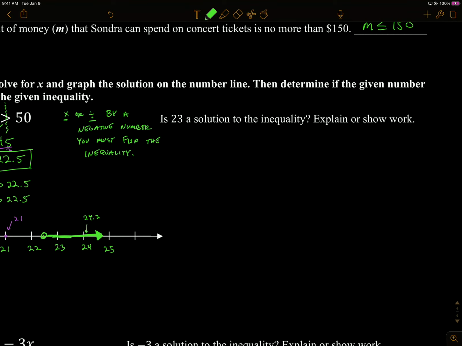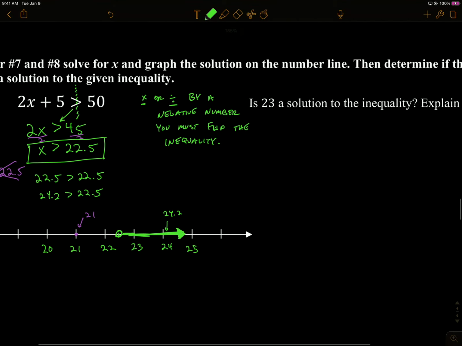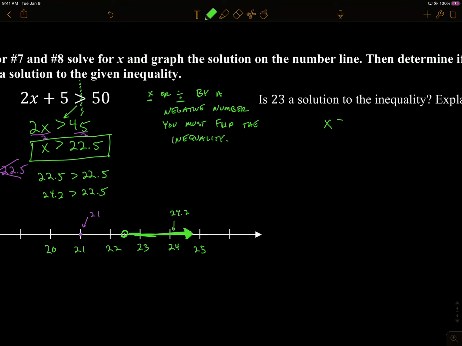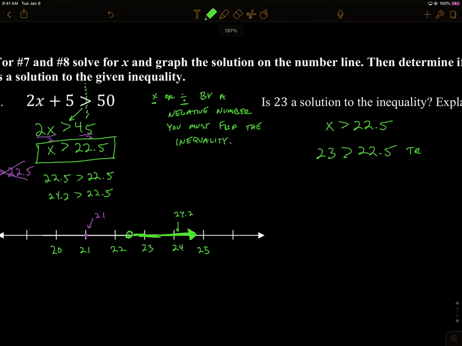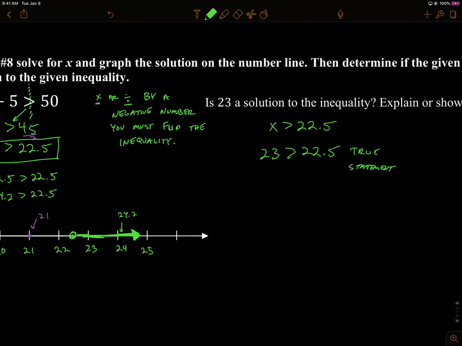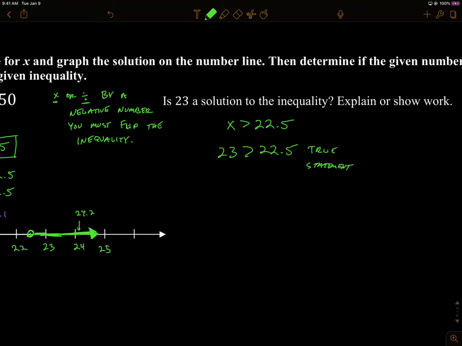Now we ask a follow-up question. Is 23 a solution to the inequality? Explain or show your work. My inequality was x is greater than 22.5, and there are a couple of ways to look at that. If I want to show my work, I can plug 23 into the statement and analyze. Is it true or false? 23 is larger than 22.5. That is a true statement. So 23 is a solution, and your explanation can be that it makes the inequality statement true.